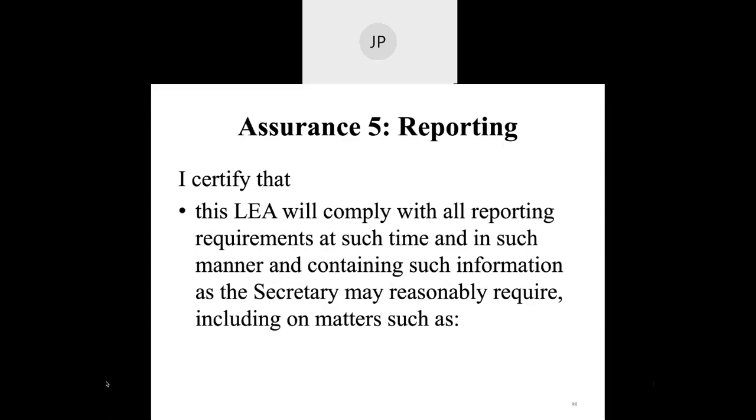The fifth assurance ties back to reporting, and so it's going to impose various reporting requirements on the LEA. Something that I want to note is that these are federal dictates. These aren't dictated by the SEA. So the first certification is going to be that the LEA will comply with all reporting requirements at such time and in such manner and containing such information as the secretary, and again, that's the Secretary of Education, so that's how they're telling you that they are retaining the discretion rather than the SEA, may reasonably require, including on matters such as, so again, you have that such as language signaling that this is intended to be a thorough list, but not necessarily an exhaustive list.